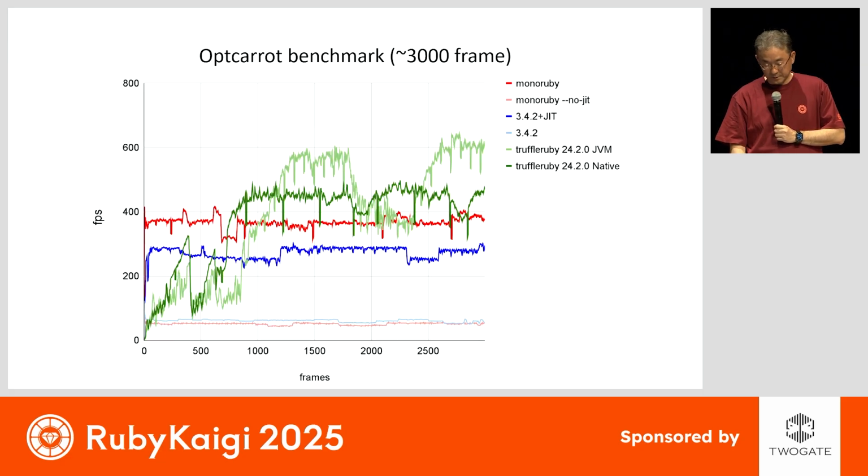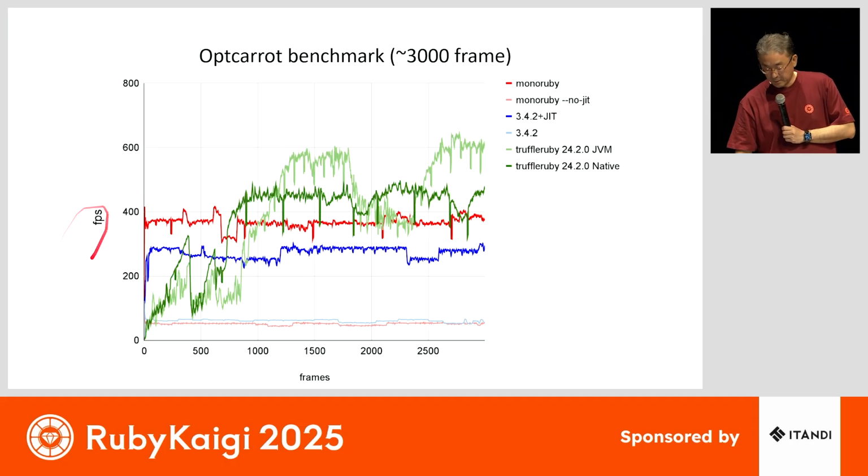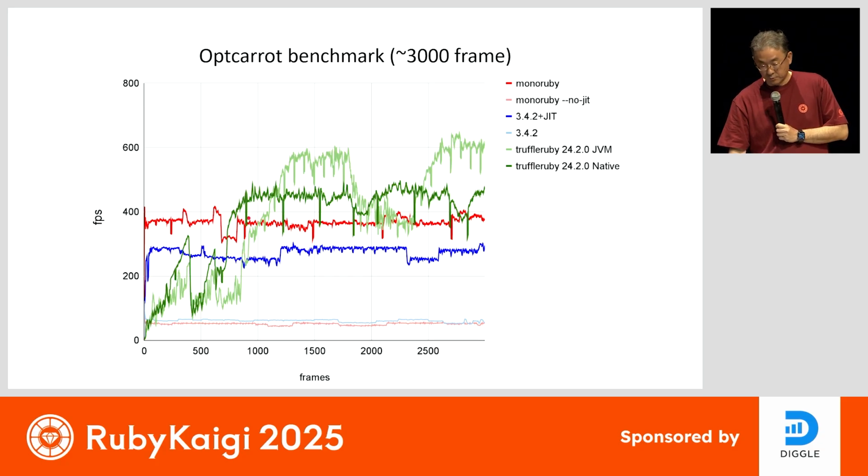Benchmark on optcarrot. This shows frames per second over time. This is the start point, and time goes on. And the red line shows MonoRuby. It achieves 6 or 7 times faster than interpreters. Interpreters are here, these pink and light blue lines. And this blue line is YJIT. And the green lines are TruffleRuby, showing a slow startup and nice peak performance.